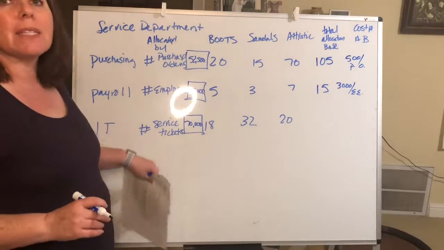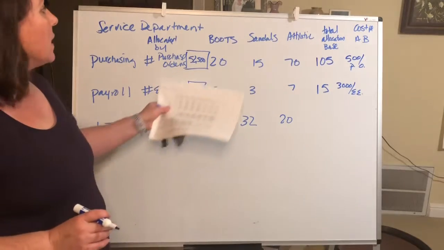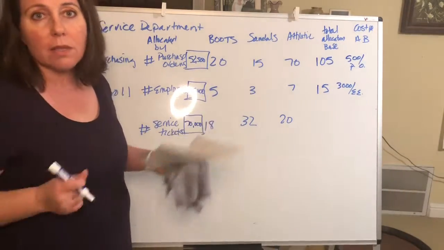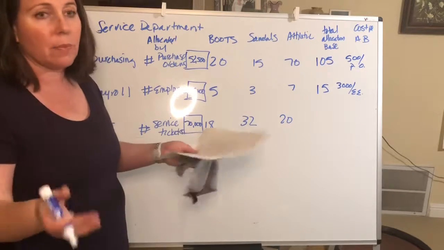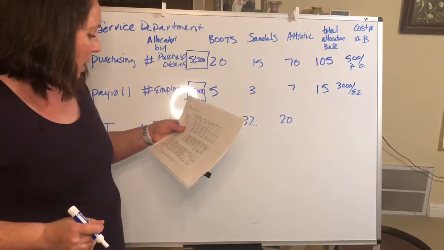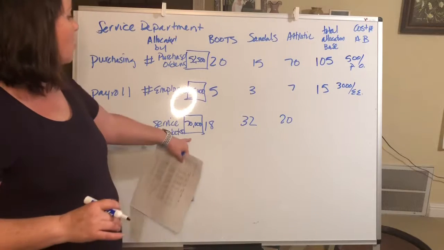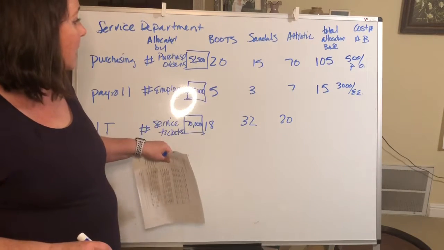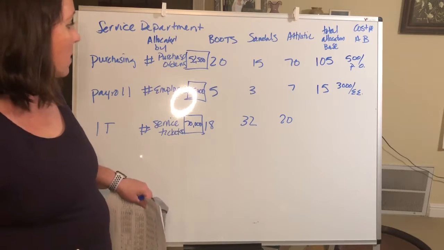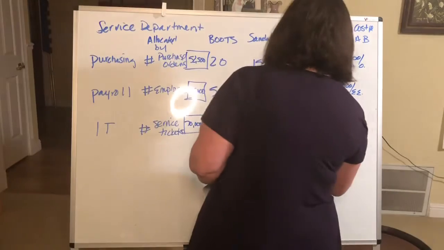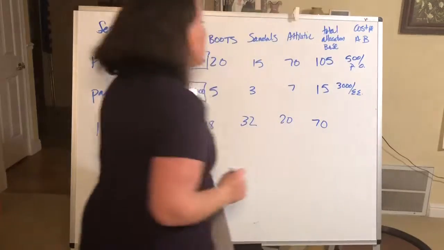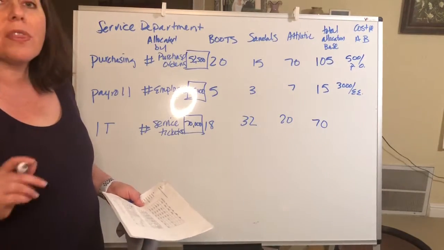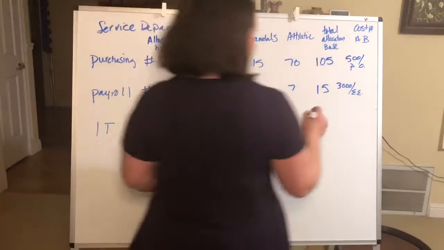IT is going to be based on the number of service tickets each department used. So they call the help desk, that's a service ticket. They say something's not working. Hopefully IT helps them. All right, IT costs were a total of $70,000, and our total IT service tickets is 70. So that means we're going to allocate IT costs at $1,000 per service ticket.